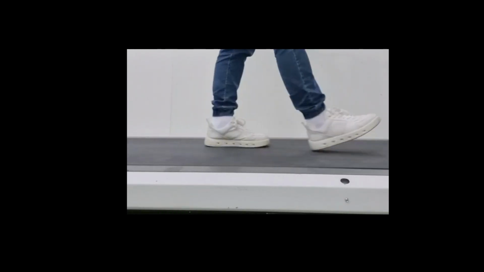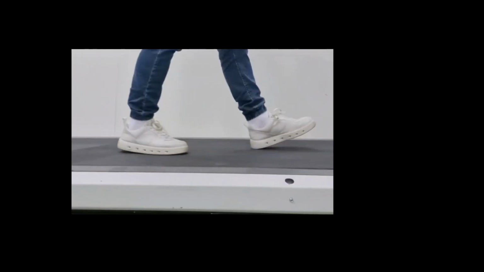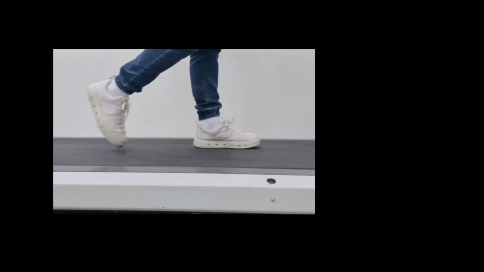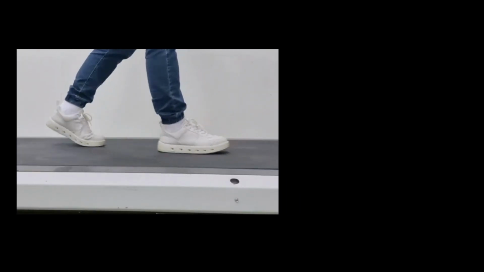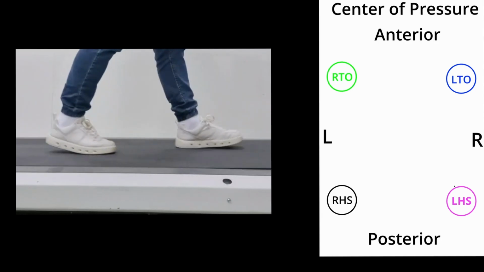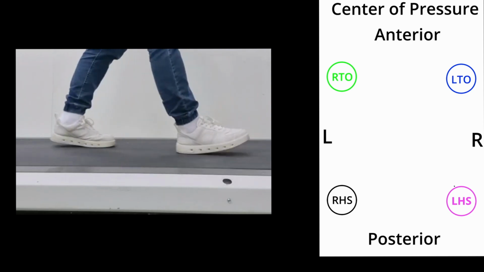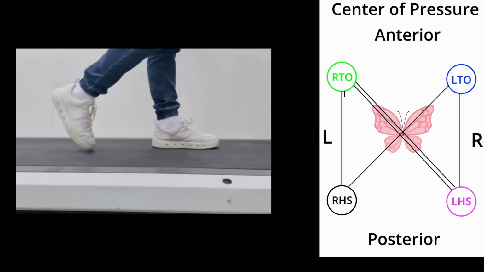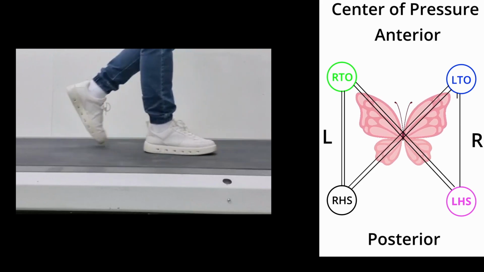Detecting gait events is a crucial aspect of gait analysis, and various methods including kinetics and kinematics are employed for this purpose during walking. One reliable method involves utilizing the center of pressure derived from ground reaction forces. On a treadmill, the center of pressure exhibits a distinctive butterfly pattern, offering a means for detecting gait events.